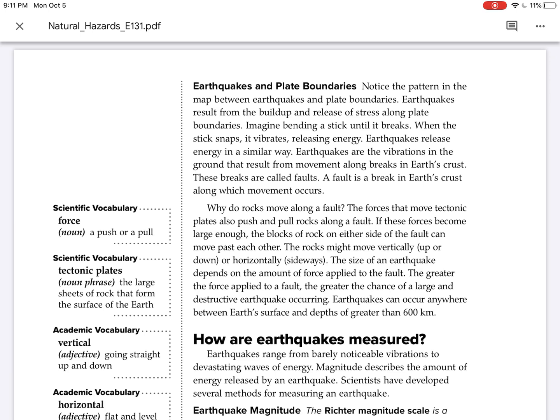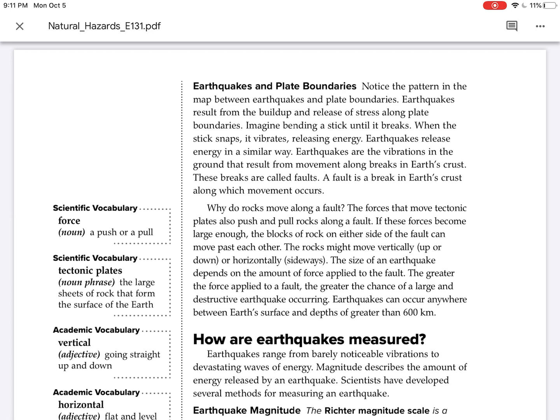Earthquakes are the vibration in the ground that result from the movement along breaks in Earth's crust. These breaks are called faults. A fault is a break in Earth's crust along which movement occurs. Why do rocks move along a fault? The forces that move tectonic plates also push and pull rocks along a fault.